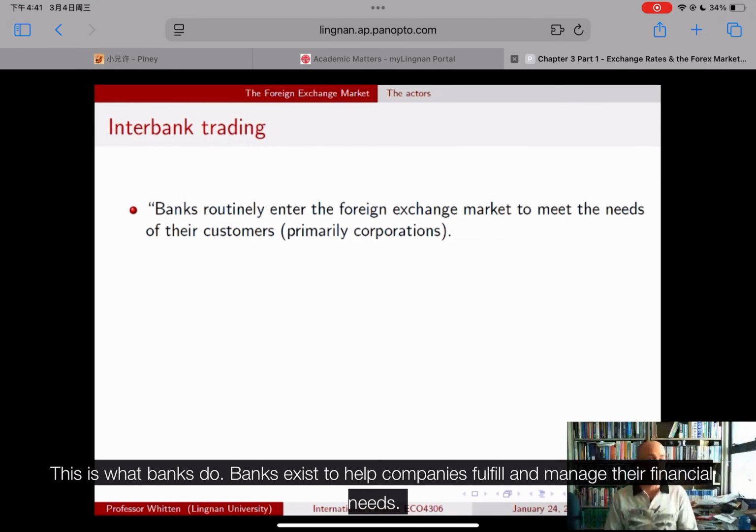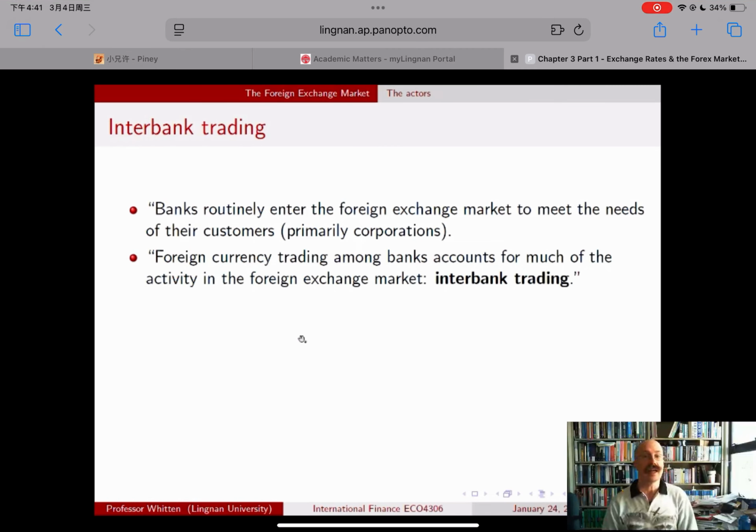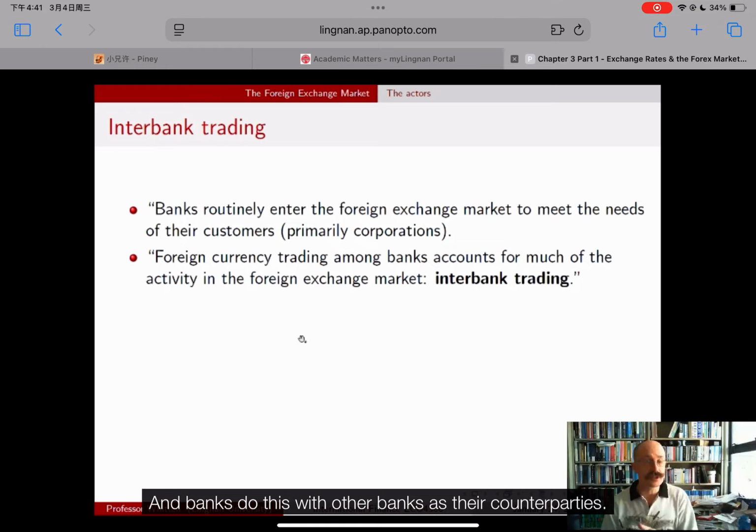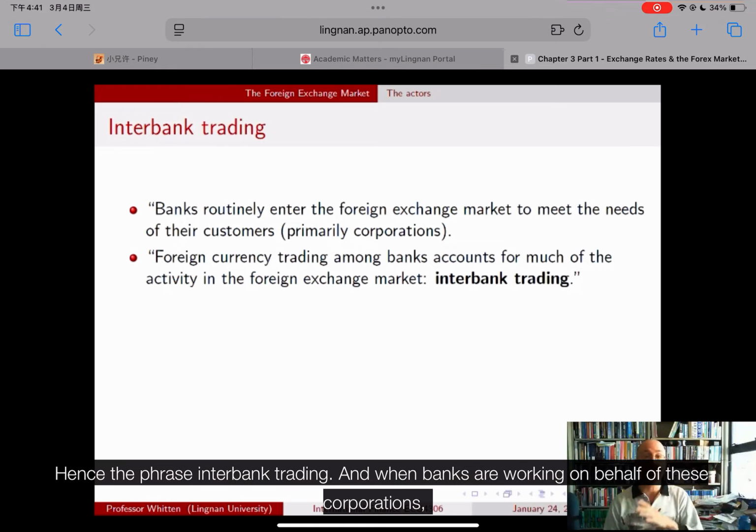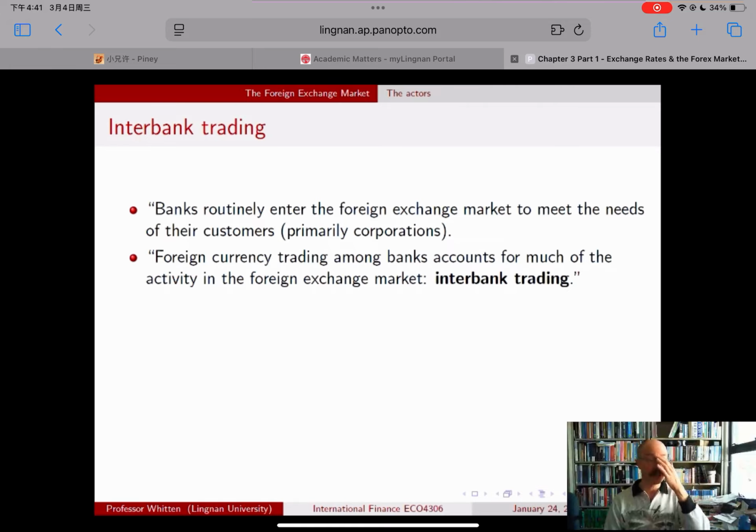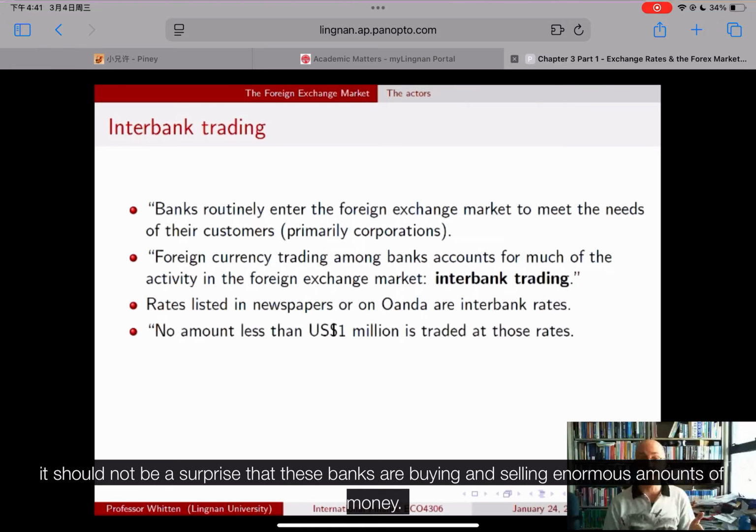This is what banks do. Banks exist to help companies fulfill and manage their financial needs. And banks do this with other banks as their counterparties, hence the phrase interbank trading. And when banks are working on behalf of these corporations, it should not be a surprise that these banks are buying and selling enormous amounts of money.